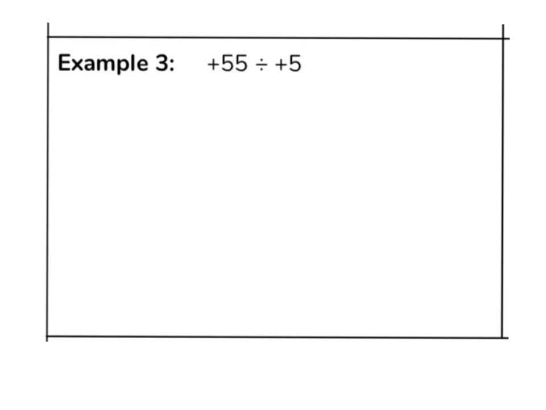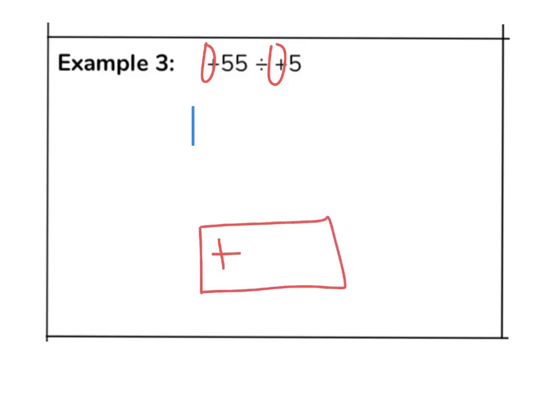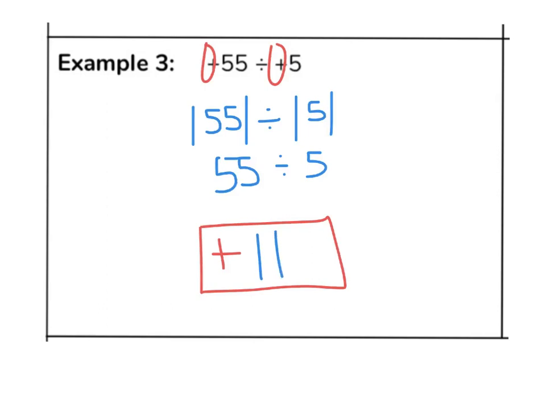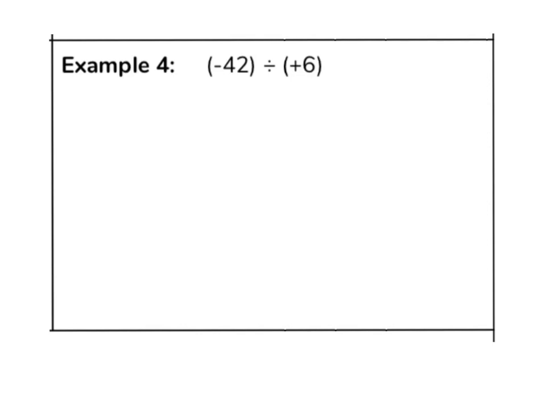Looking at example 3, we have a positive and a positive, so same signs mean that my final answer would be positive. Once I find the absolute value of 55, I'm going to divide that by the absolute value of 5. So I'm going to get 55 divided by 5, and I'm going to get positive 11. Example 4, I have negative 42 divided by positive 6, so we have different signs.